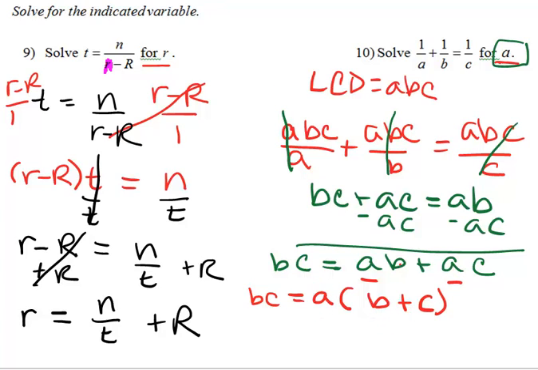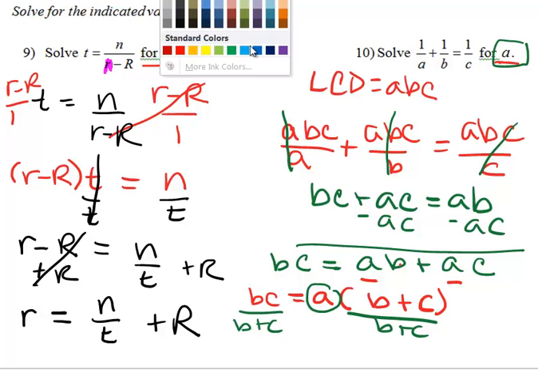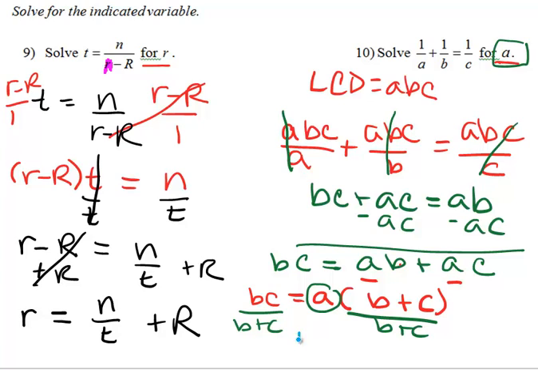So I still need to get A by itself. And A is in a multiplication relationship with this, so I'm going to divide it out on both sides. And I will end up with BC over B plus C equals A. And again, all I did was rearrange stuff. I haven't put any numbers. I haven't solved for a particular value. I've just set the formula up in a way that I can solve for A, or over here I solved for lowercase r.